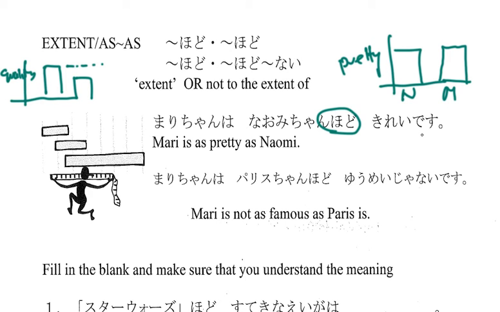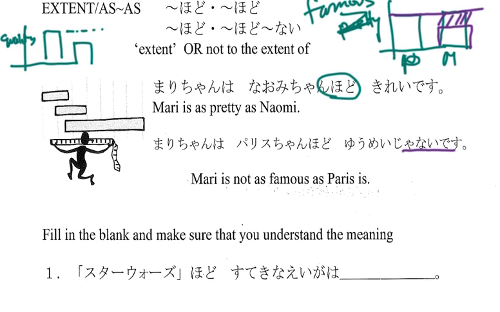You can also do a comparison in which they are not as good as something. And in that particular case, if we're doing Mari-chan wa Paris-chan hodo yume janai desu, we have Paris, we have famous, and now we take Mari-chan and we say, okay, in famousness, she's here. But Paris-chan is here, and we are lacking the same amount of famousness. Dakara, yume janai desu. Ii desu ne?